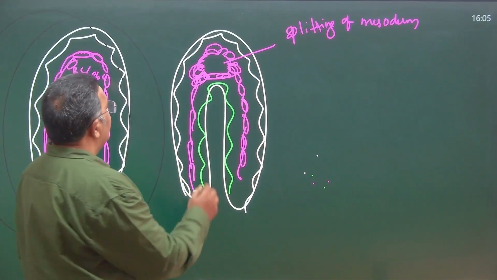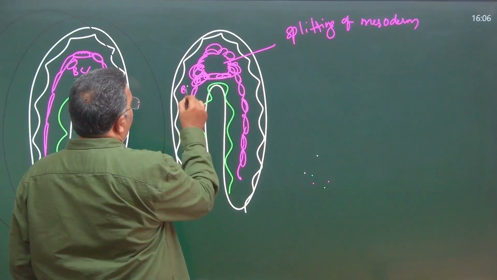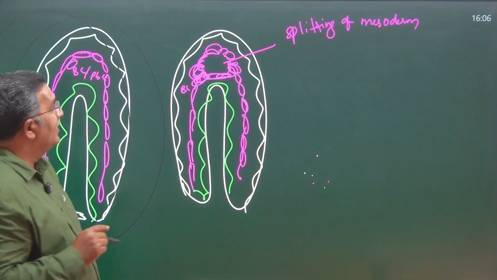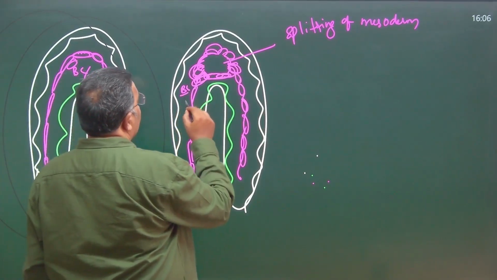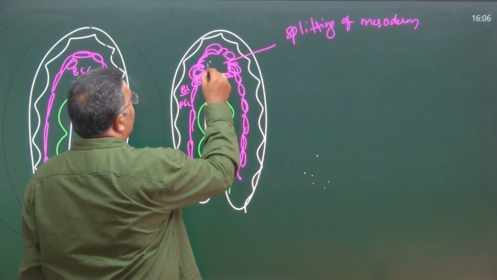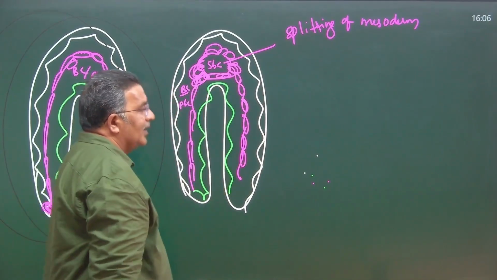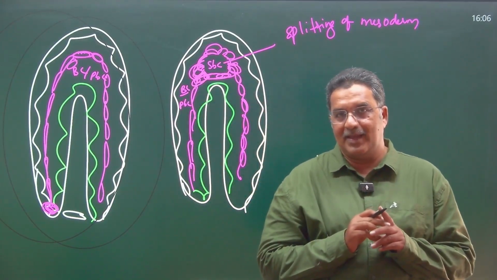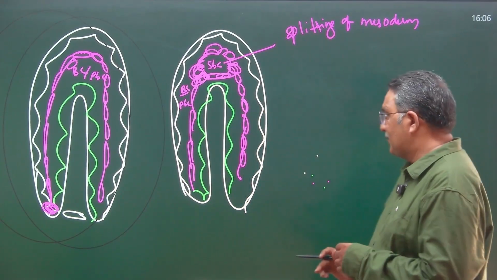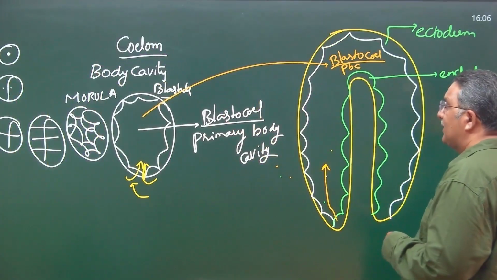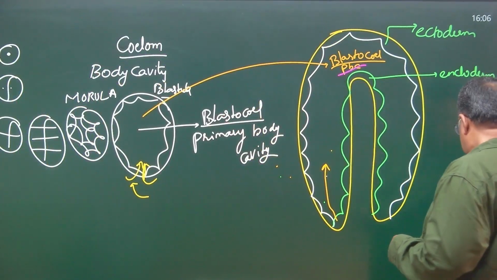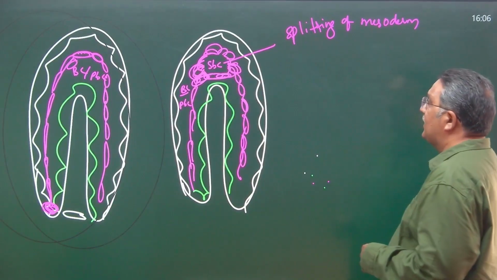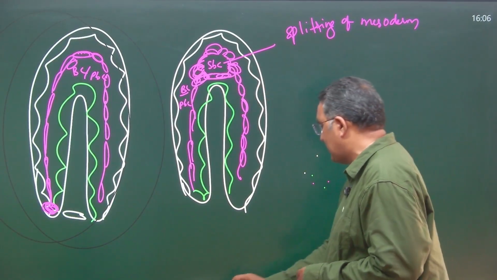Mesoderm splits. Here, the cavity is already there. First time appeared cavity, we call it as primary body cavity, isn't it? So after the primary body cavity, in the mesoderm, after splitting, we have another cavity. What is that cavity? Secondary body cavity. So now a new cavity appeared after the splitting of mesoderm.